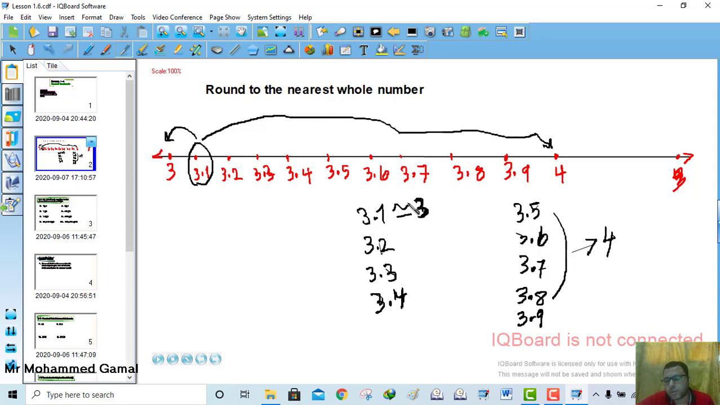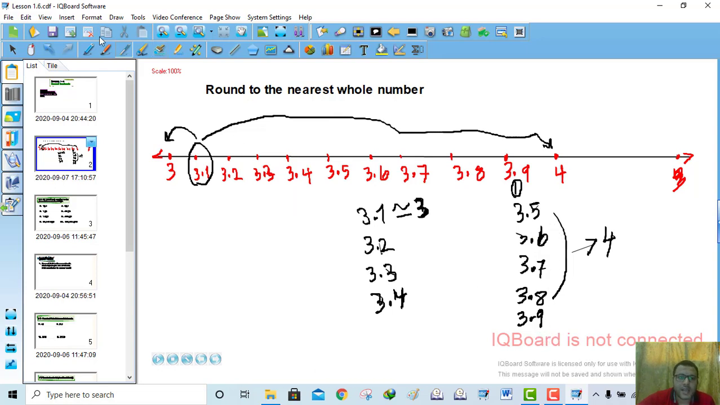3.1 is closer to 3. 3.2 is closer to 3. 3.3 and 3.4 are closer to 3. But starting from 3.5, for the 5, 6, 7, 8, 9, actually we are naming those digits strong numbers. Since it's a strong number, we are adding 1. So the 3 will become 4 in case of 3.5 up to 3.9.